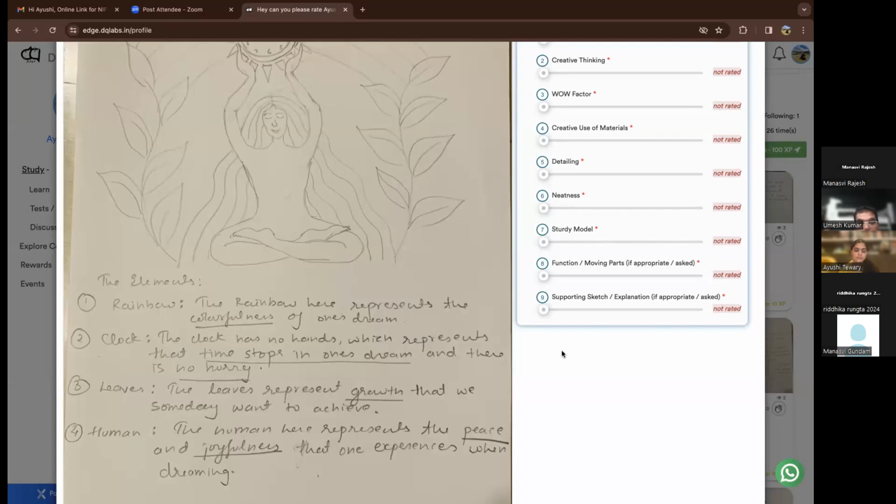The human here represents the peace and joyfulness one experiences when dreaming. Okay, so let us understand. Dreaming can be of many types. Dreams.